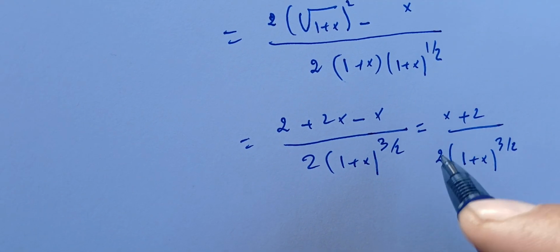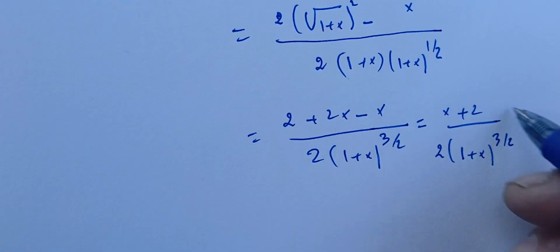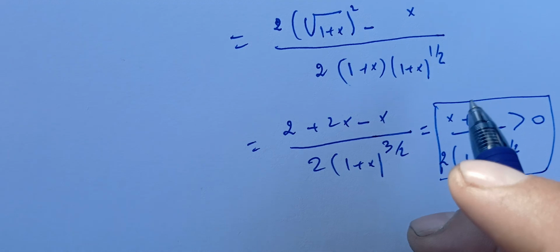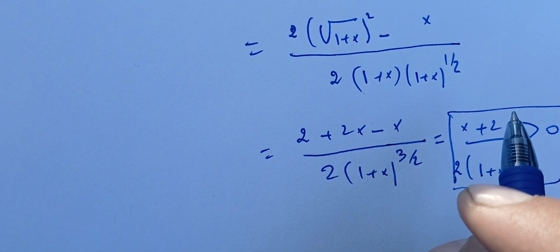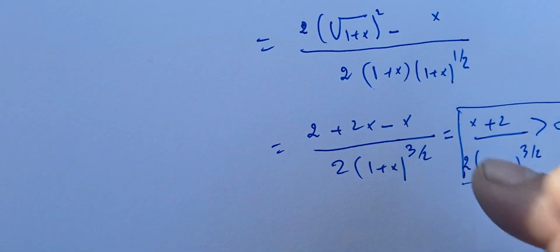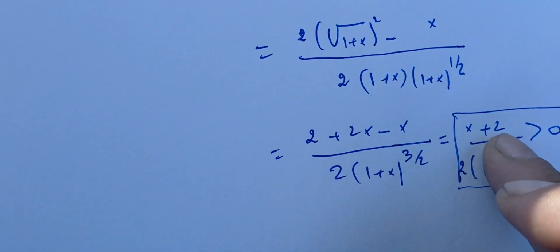So now we need to prove that this one is bigger than 0. If we can prove this, that means our function is increasing and therefore it's injective. So now we're going to prove this one here. The key idea here is using the domain.